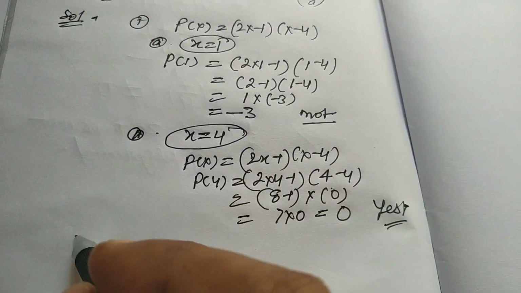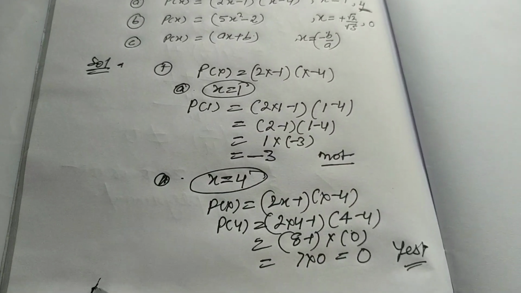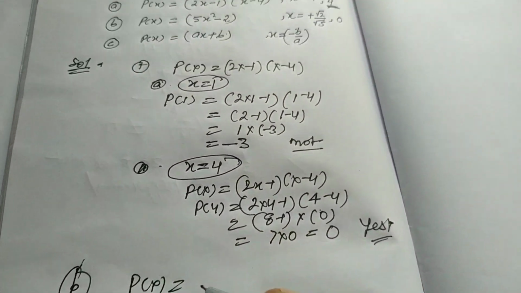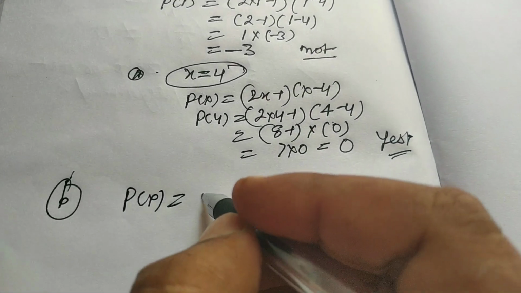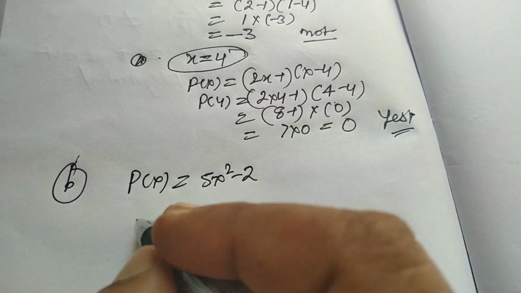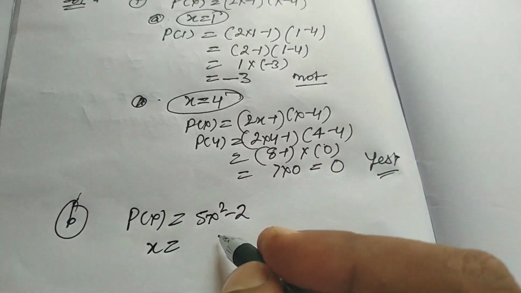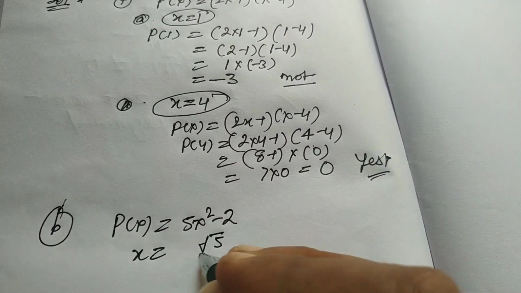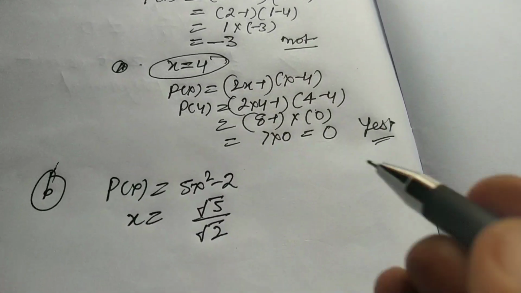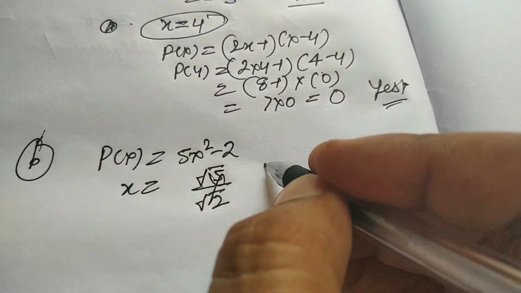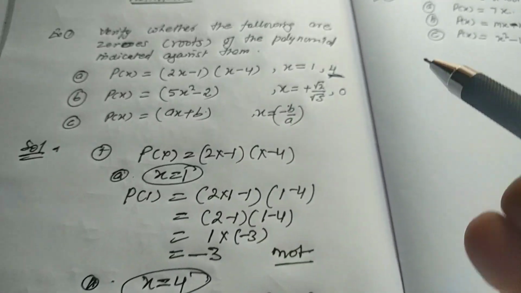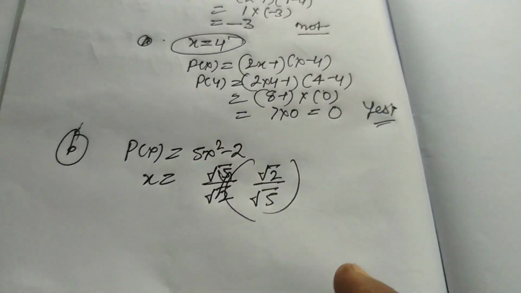Now check this second problem, that is the b part. p(x) is given, p(x) is equal to 5x square minus 2, and we have to check it. First, x is equal to root 2 upon root 5. We have to check it, x is equal to root 2 upon root 5.